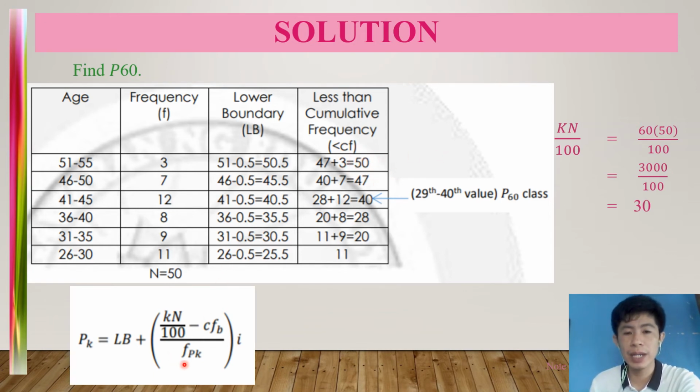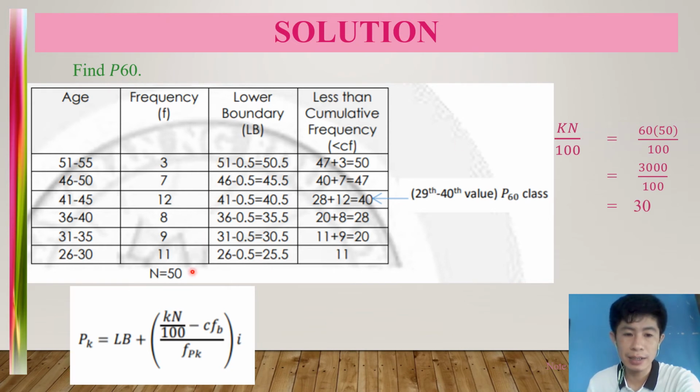Okay, so this is the formula in finding for the percentile. Pk is equal to lower boundary plus Kn over 100 minus CFB, all over frequency Pk, times i. Okay, so the first step in solving this problem is to look for the value of Kn over 100. Kn over 100. So this is the solution. K is here, 60, because we are looking for the percentile 60. So instead of writing K, we will replace it with 60.